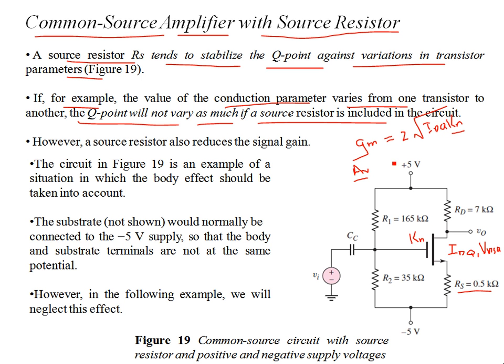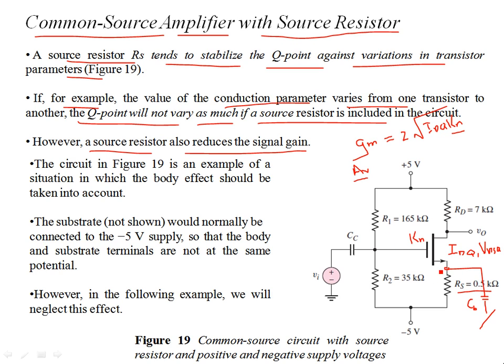But the cost, the disadvantage, is that the source resistor tends to reduce the signal gain at the same time. But that problem can be eliminated if you have a bypass capacitor. If you connect a bypass capacitor, and let's say the signal frequency is at least 2 kilohertz, then this bypass capacitor will act as a short circuit. This will eliminate the problem due to RS, and your signal gain won't be affected by RS anymore in the AC circuit. So this is the circuit in figure 19.